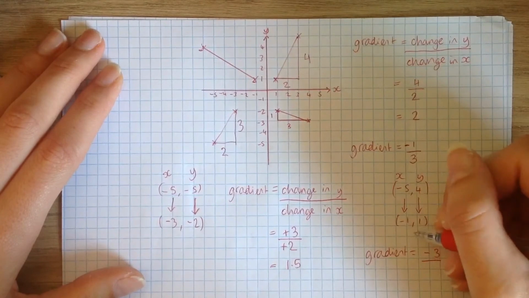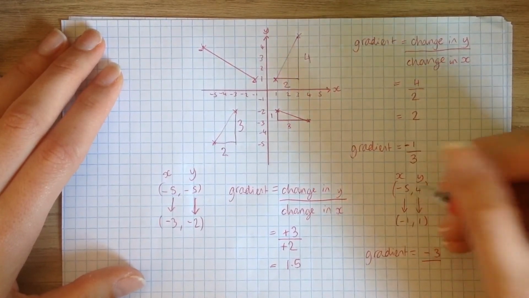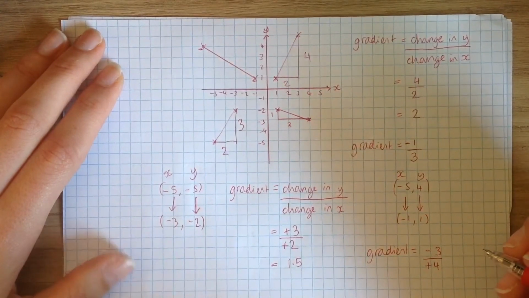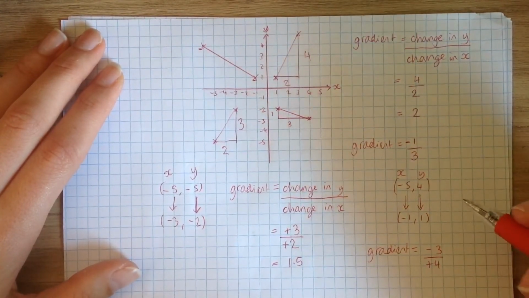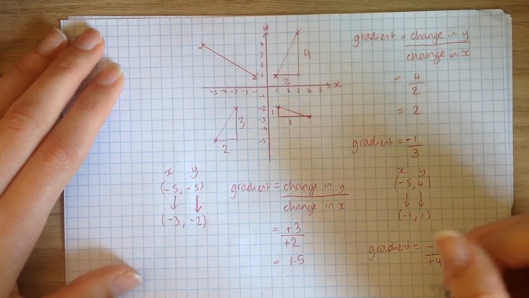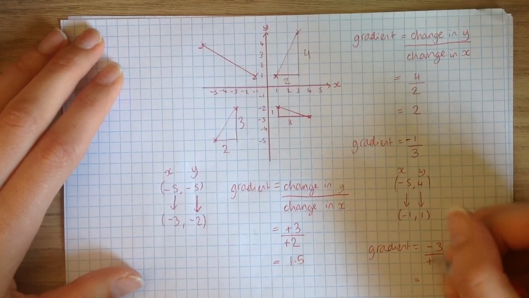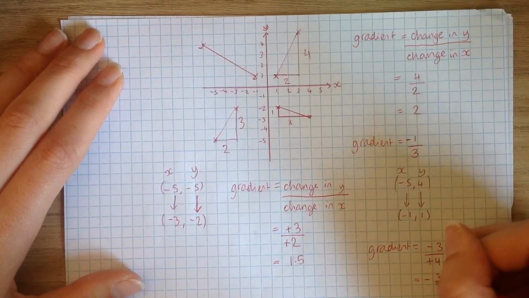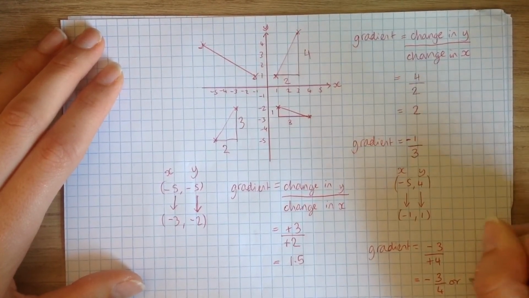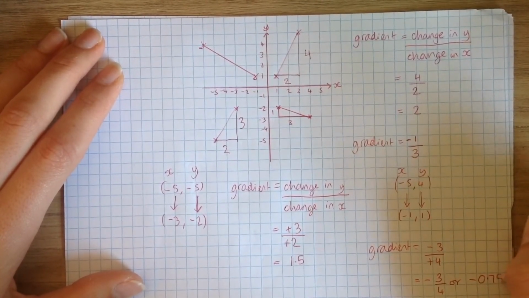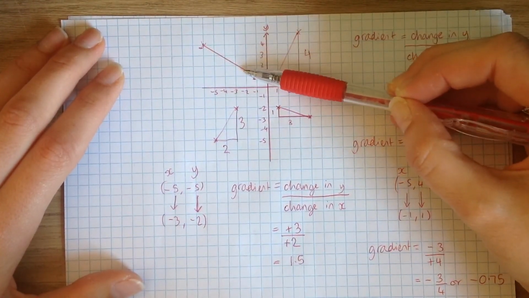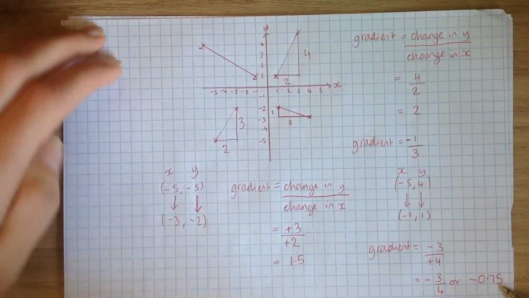And now I look at my x change, -5 to -1. Now, although the number's getting smaller, the value's getting bigger because they're negative, so that's actually going up 4. So we've got there -3/4. Because it's negative and positive, my answer will be negative, and I can leave it as a fraction, 3/4, or I could write it as a decimal, 0.75. If we look, yes, that is going downhill, and it's not very steep, so that does make sense for the gradient.